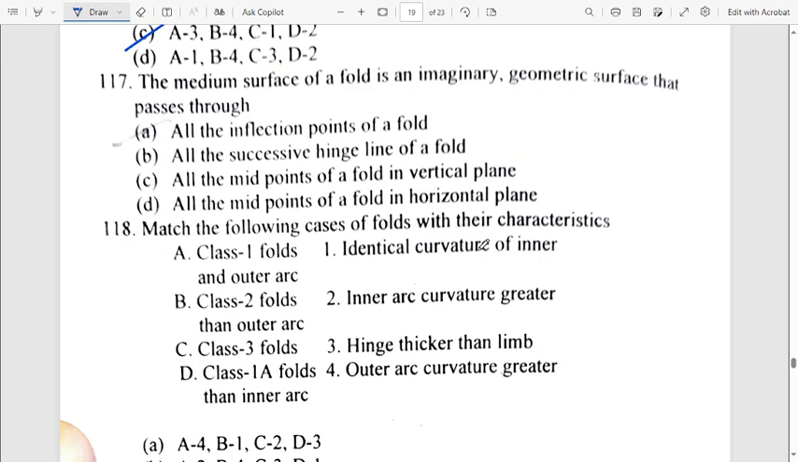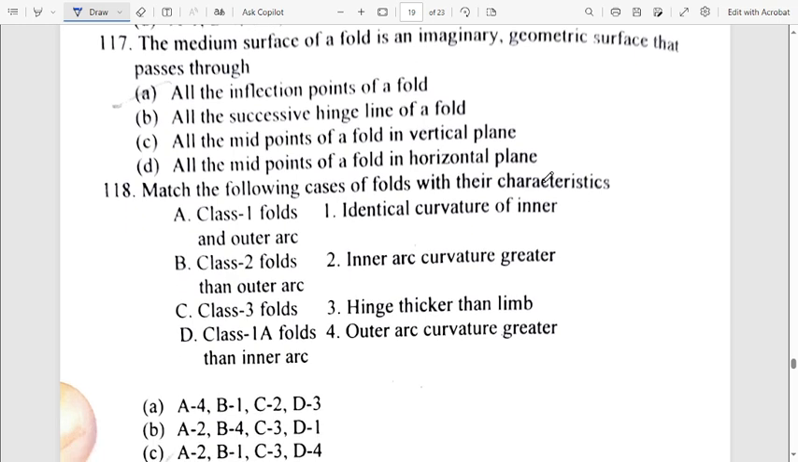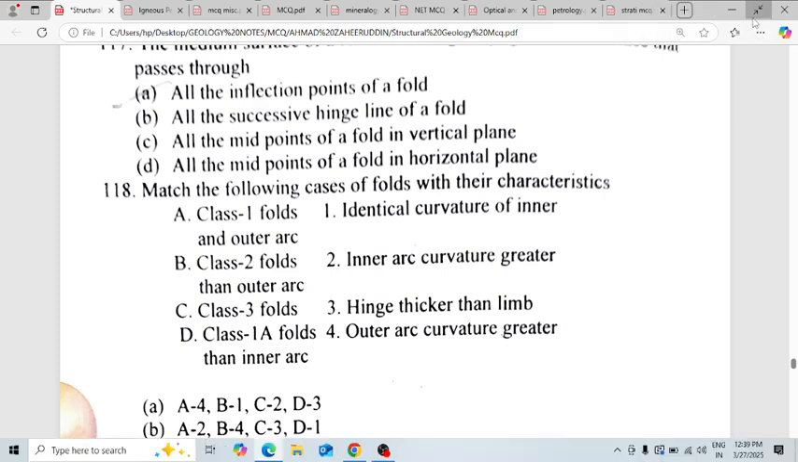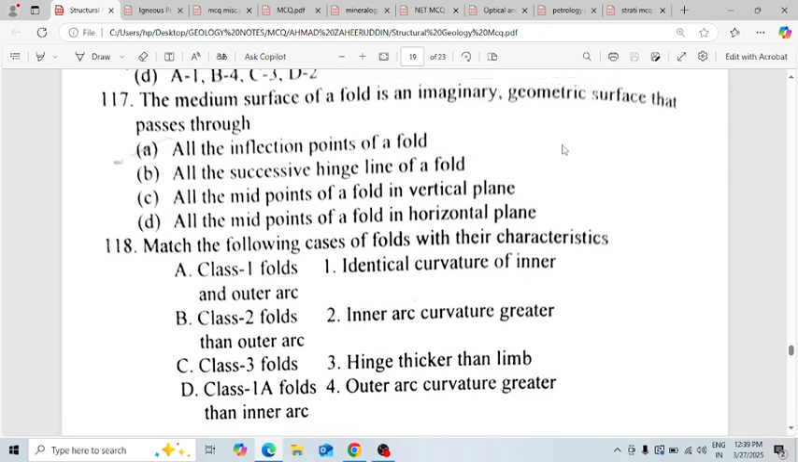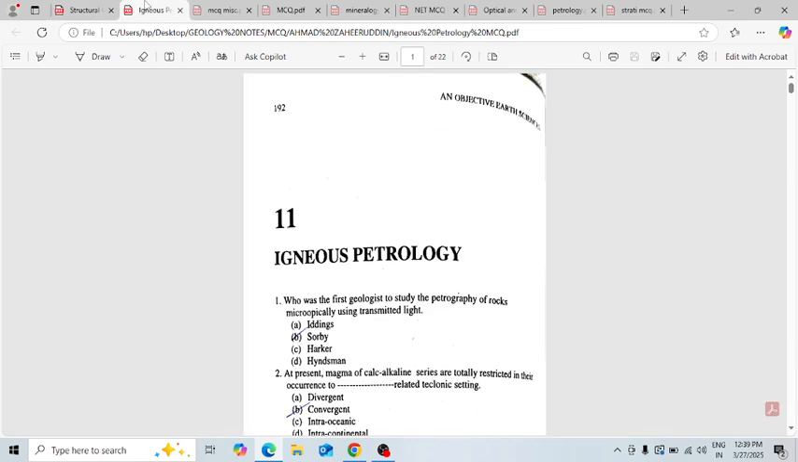Okay, I will again switch because I'm tired. I'll switch between subjects. We'll start from 117 later. Let's do igneous.